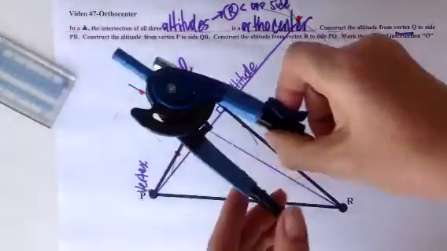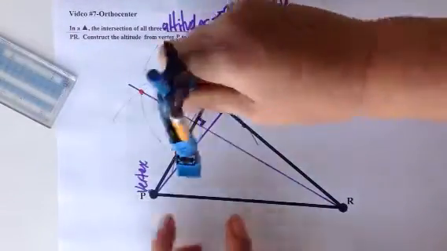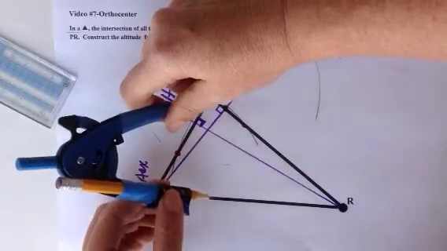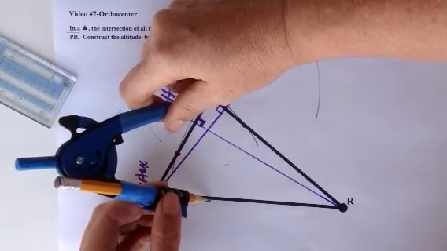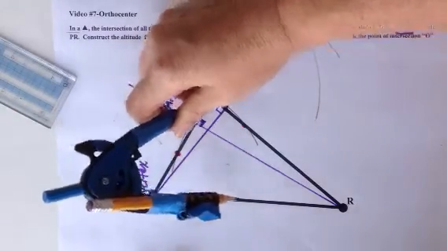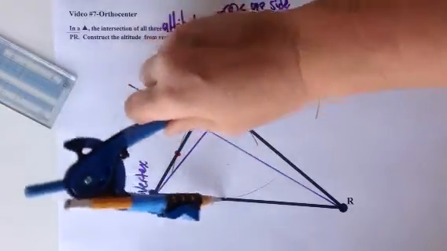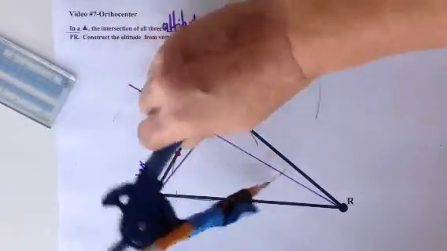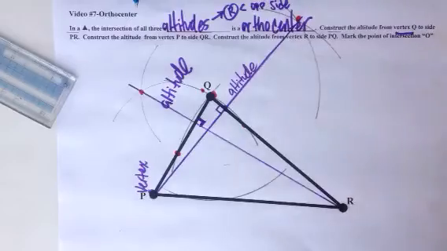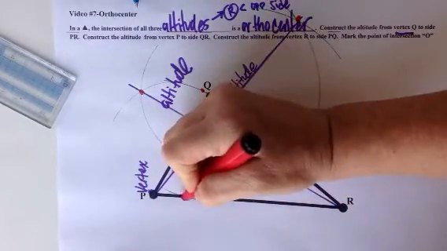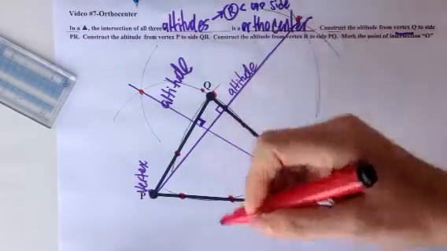Okay, last one. From Q, open it up just past the line. And I mean just past it, just a tiny little hair. And now we sweep, and we have 2 points of intersection. Let me darken that with red so it's easy to see. There and there.